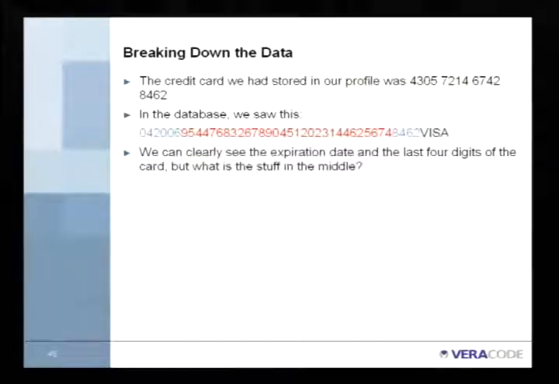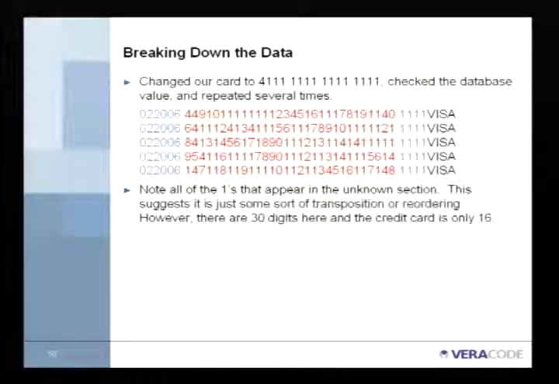It doesn't seem to correspond to the original credit card. I don't see any obvious mappings there. So we want to figure out what that is. We changed our card number to 4 and all ones, which is great because that's the simplest form of the credit card number that still passes the check, and it's what applications typically use for testing. So we changed our card number to that, and then we checked what was in the database after that change was made.